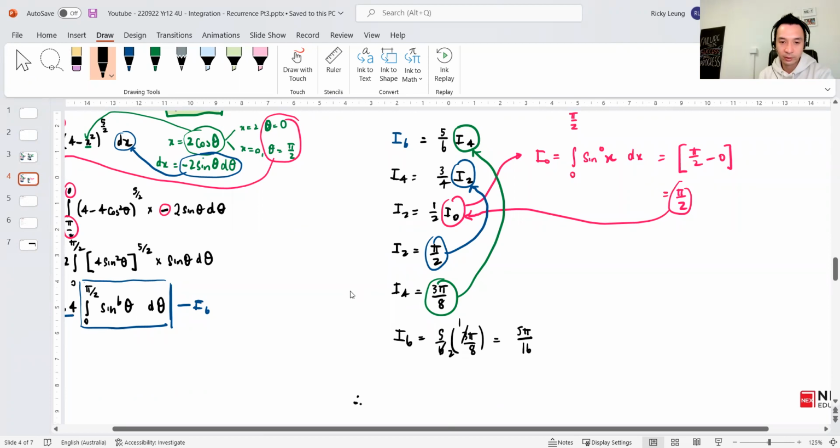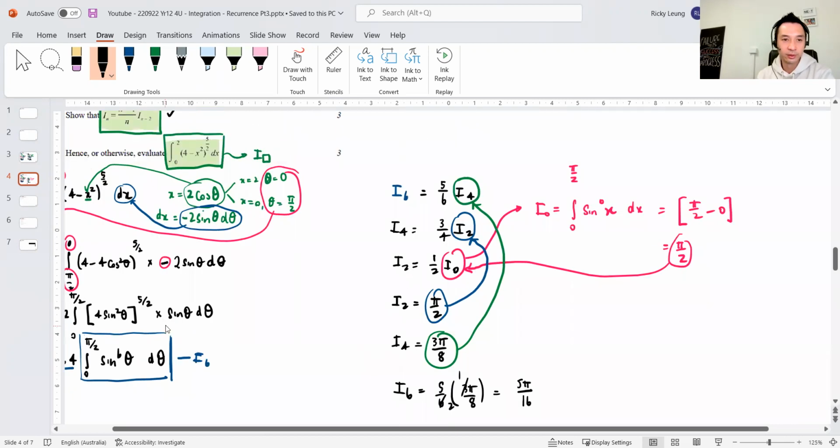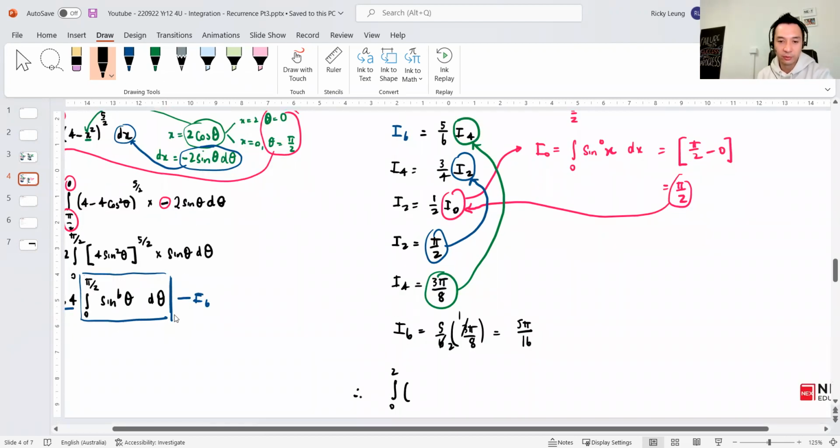So therefore, the integral from 0 to 2 of 4 minus x squared to the power 5 on 2, dx is equal to 64 times 5 pi on 16. 64 divided by 16, what's that? 20? No, sorry, 4, is it? Yeah, 4 times 5, 20 pi. Now, what have I done? I feel like I've done a silly mistake somewhere because the answer's telling me it's 10 pi. All right, let's have a quick look. That's pi on 2. Yeah? That's good.